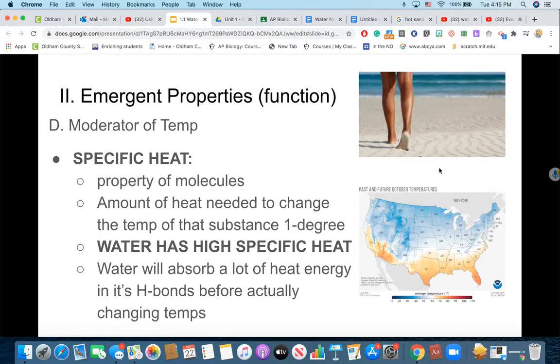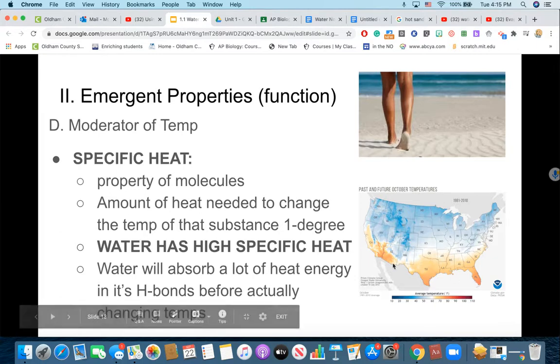And because sand actually has a low specific heat, as it absorbed the heat from the sun throughout the day, it changed its temperature really, really rapidly. But then you make it all the way down the beach to the water, and you know that the water is not near as hot as the sand, even though they were both exposed to the sun for the same amount of time that day. That's because water has a high specific heat. Water will absorb that heat energy from the sun throughout the day into its hydrogen bonds and actually resist changing the temperature of the overall body of water, or change it more slowly.